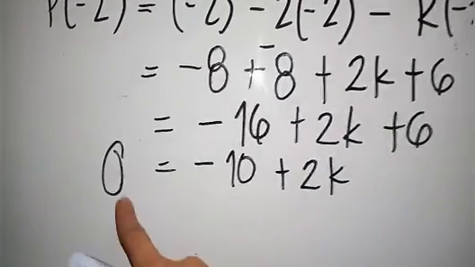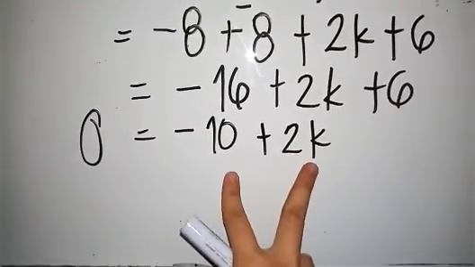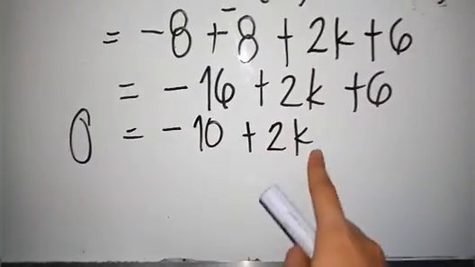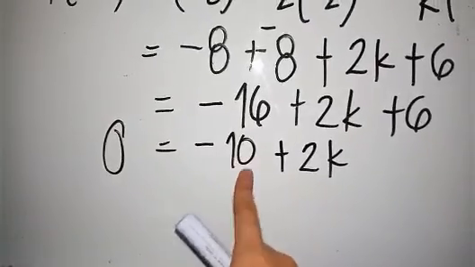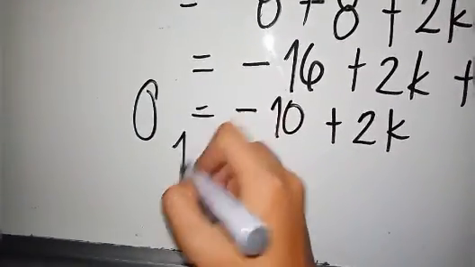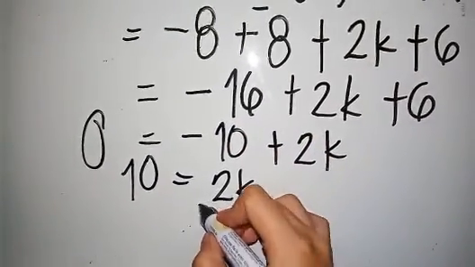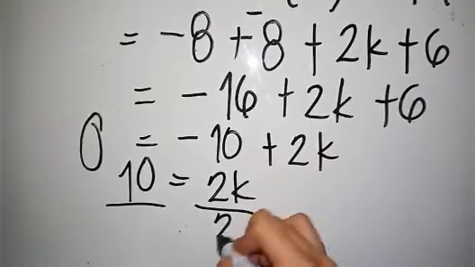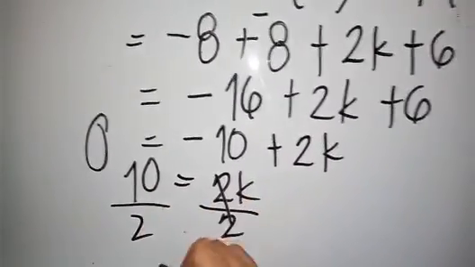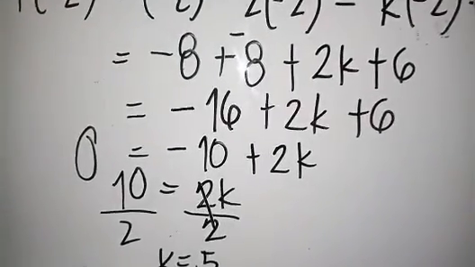Okay, so, kapag na-equate na natin ito ng 0, ibig sabihin, paghiwalay na natin ito para makuha natin yung value of k. So, itong negative 10 is transpose natin sa kabila. So, magiging positive 10 na yan, na iwan ay 2k. Then, divide both sides by 2 para maiwan yung k. So, we have k now will be positive 5.